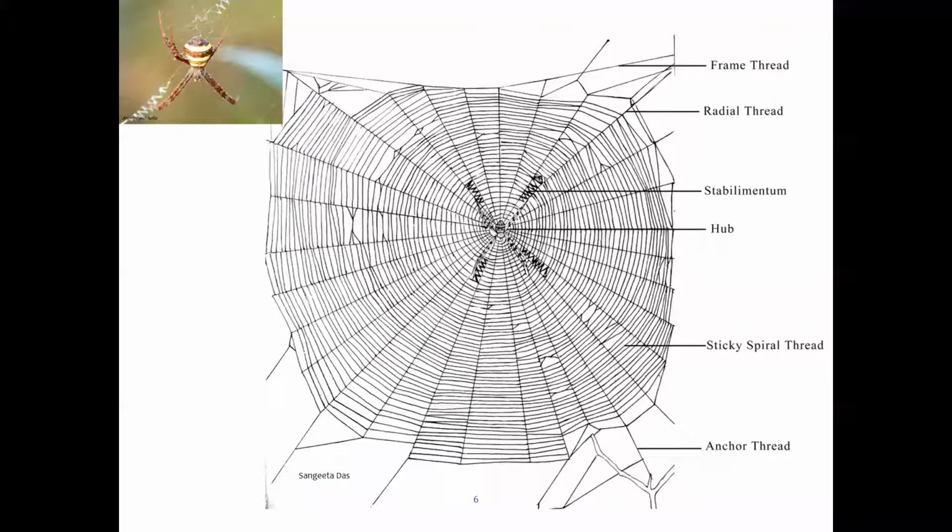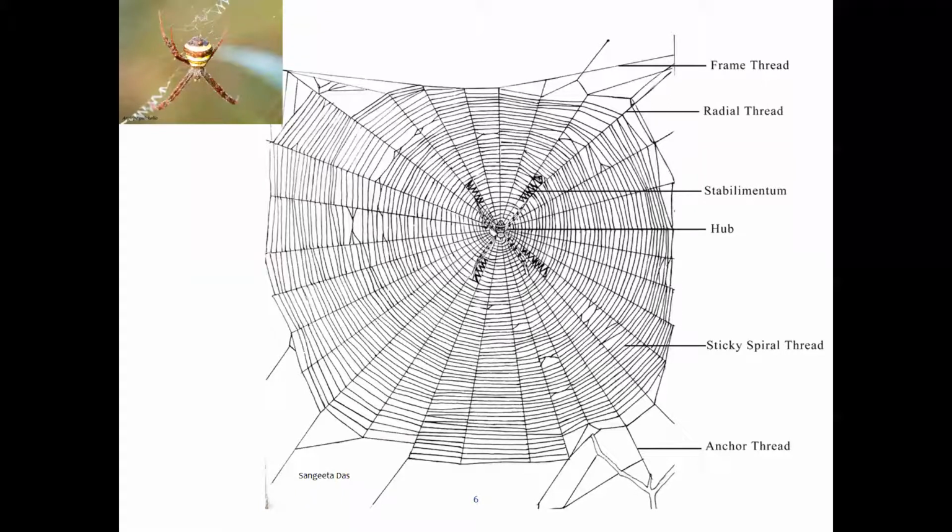So the first one is the frame thread. As we can see, it forms the outer part of the web. Then we have the radial threads which join to the center of the web. Then we have a structure which is called the stabilimentum. We will be discussing it in the next slides.